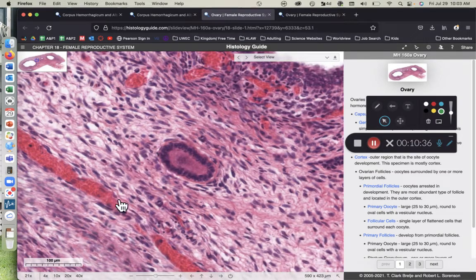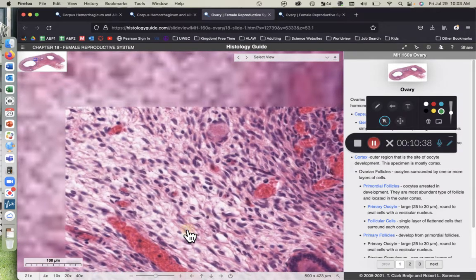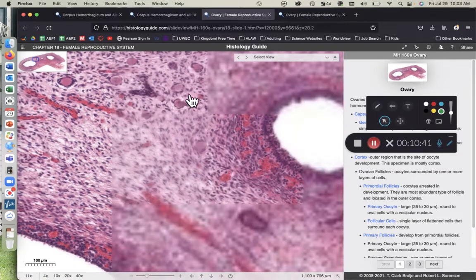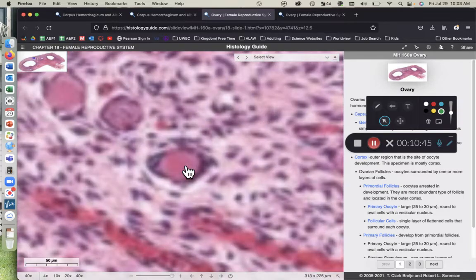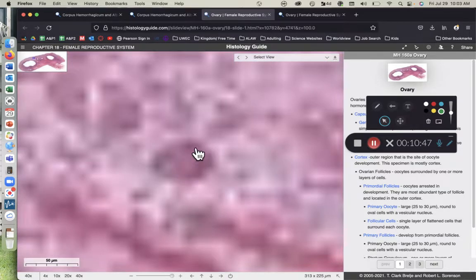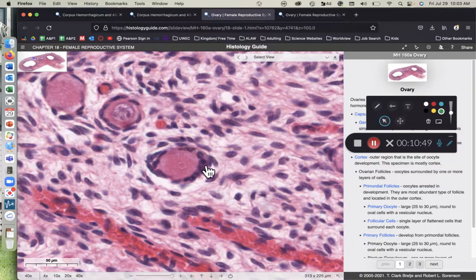That one appears to have a stratified cuboidal epithelium, but I want to highlight here, this is a good one. To be really objective, I want to emphasize simple cuboidal epithelium surrounding that primary oocyte. So we're still looking at a primary oocyte.